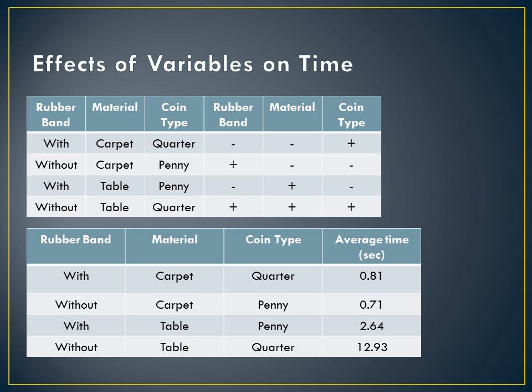These are the effects of variables on the time, the total spinning time. The rubber band with it had a negative effect. Without was more of a positive effect on time. The material, we found that spinning on a table was definitely better, and a quarter spun better than a penny. And then you have our average time, actual data.